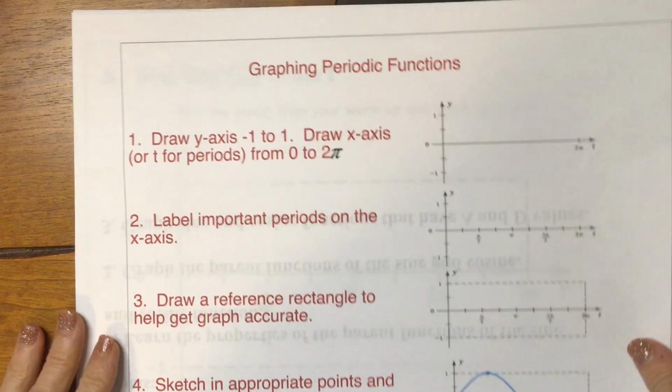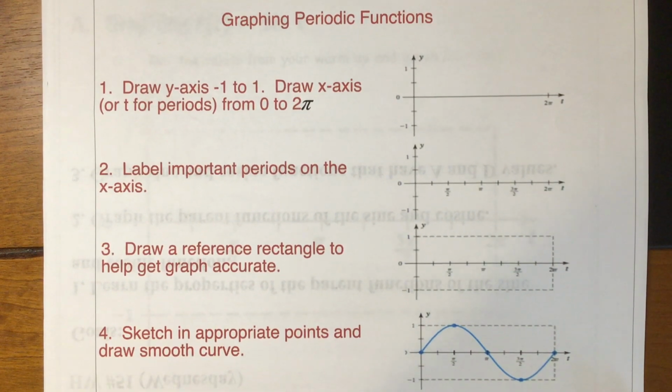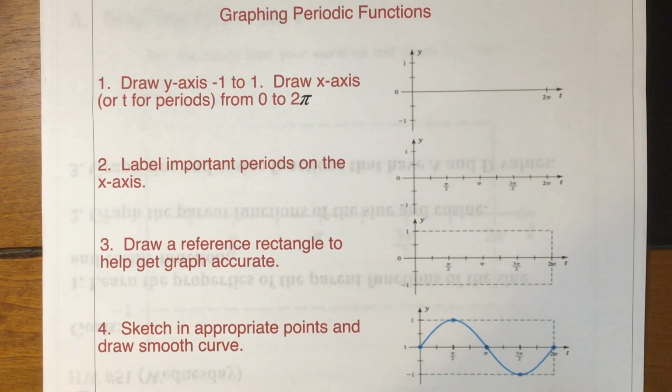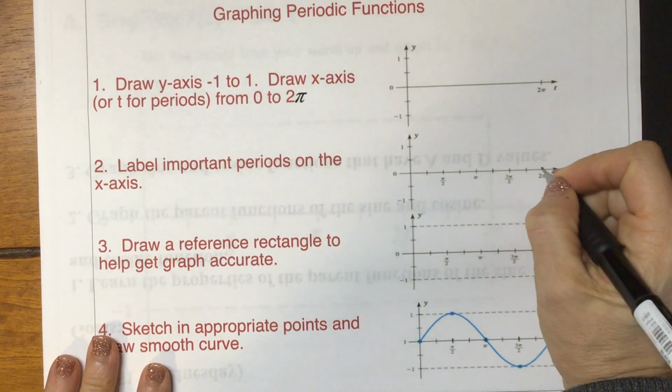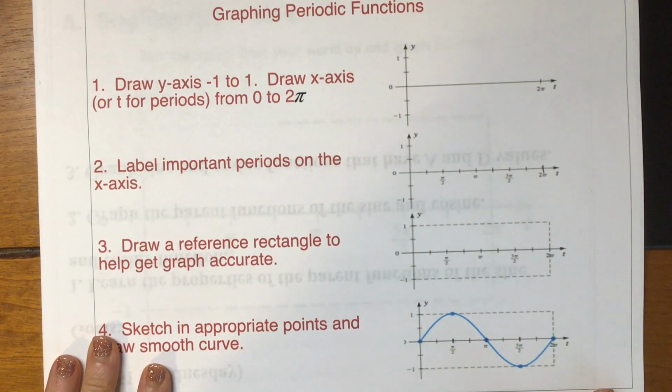So, graphing periodic functions. This is a basic step-by-step instruction. Draw your y-axis, -1 to 1, or whatever your amplitude is. If your amplitude is 2 or 3, then make sure your y-axis shows that. We want to then label the important periods on the x-axis, and right now we're focusing on a period of 2 pi.